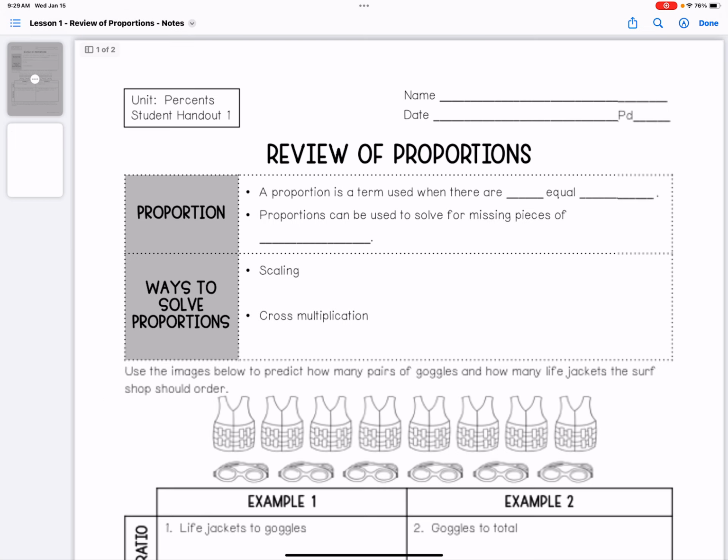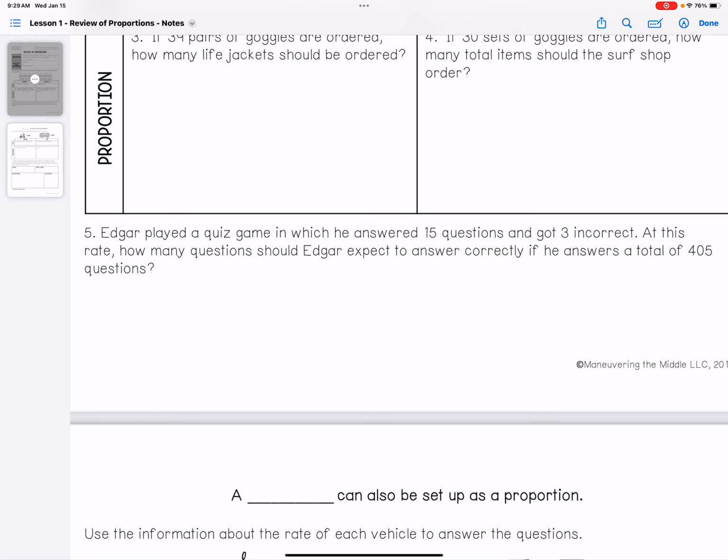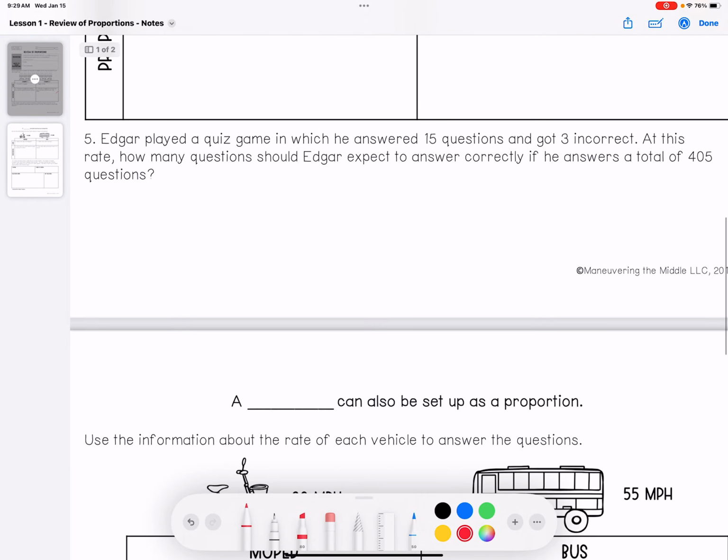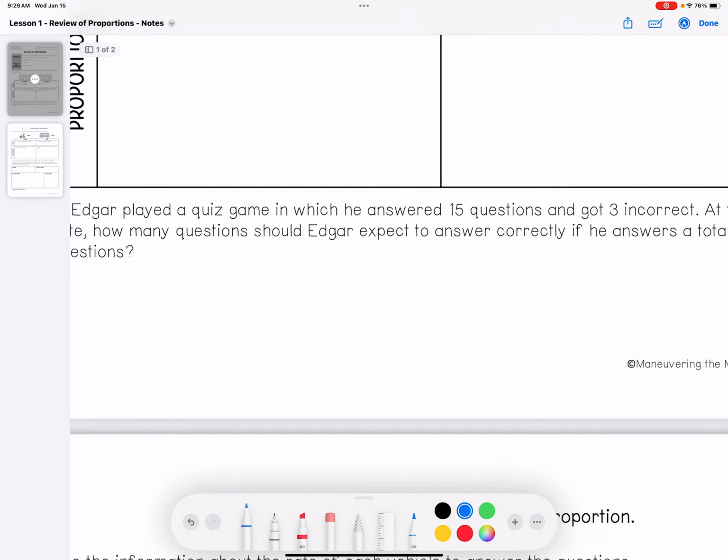Edgar, I lost all that. Oh well. Edgar played a quiz game in which he answered 15 questions and got 3 incorrect. At this rate, how many questions should Edgar expect to answer correctly if he answers a total of 405?